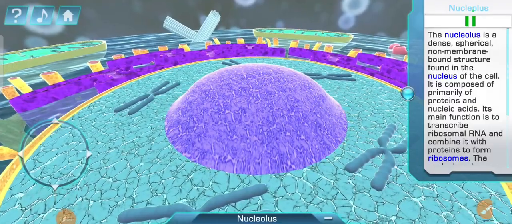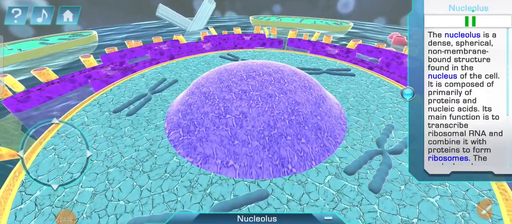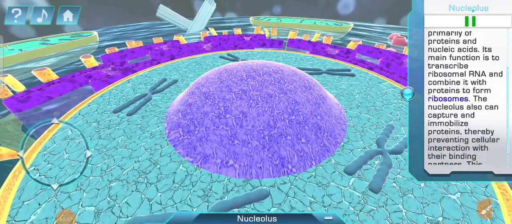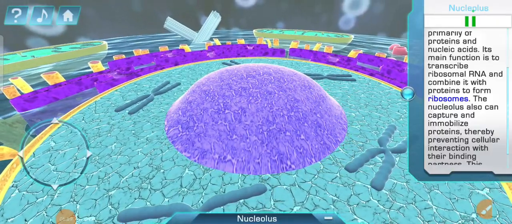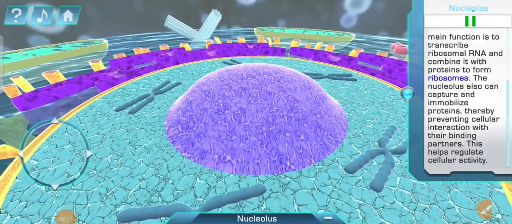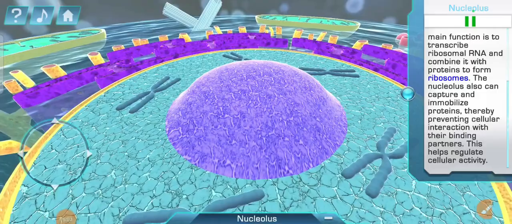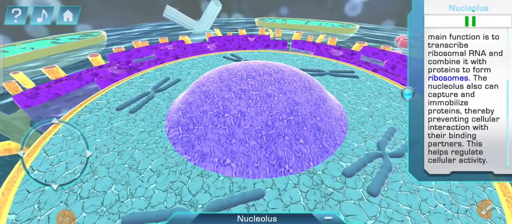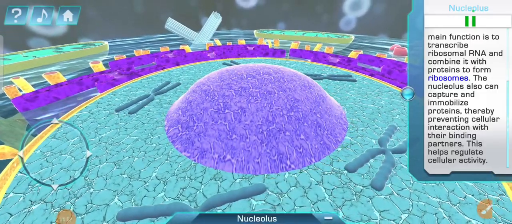Its main function is to transcribe ribosomal RNA and combine it with protein to form ribosomes. The nucleolus also can capture and immobilize proteins, thereby preventing cellular interaction with their binding partners. This helps regulate cellular activity.